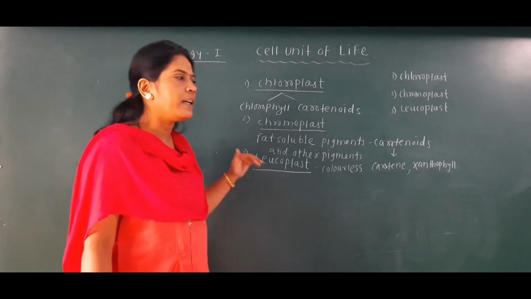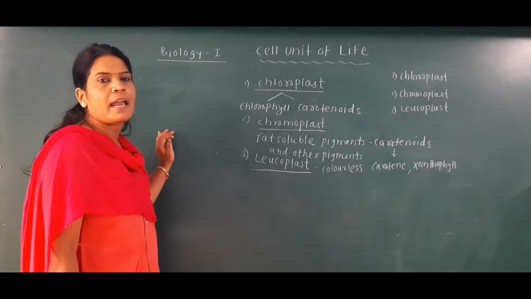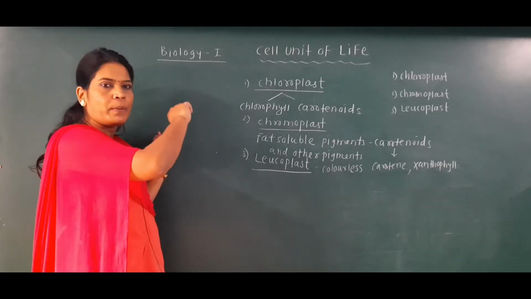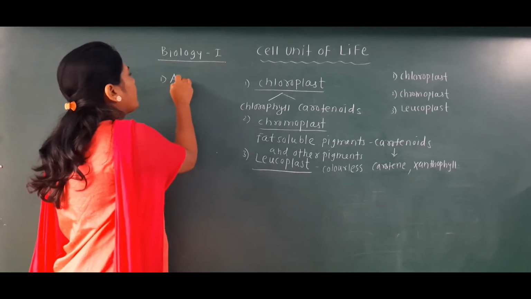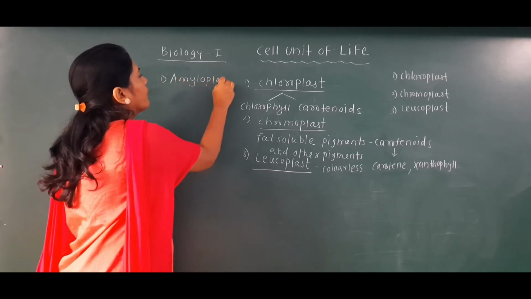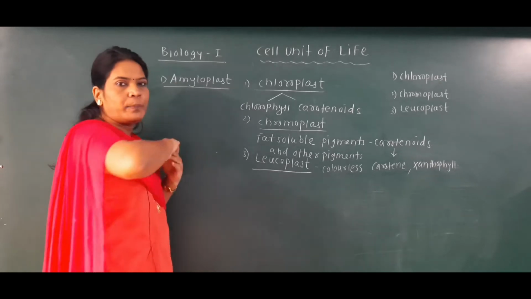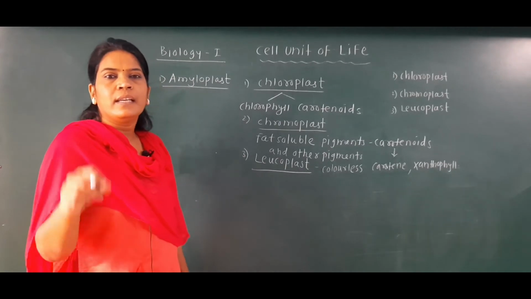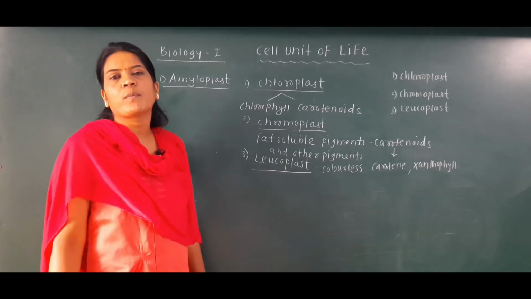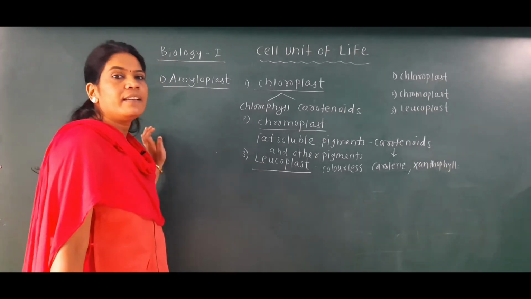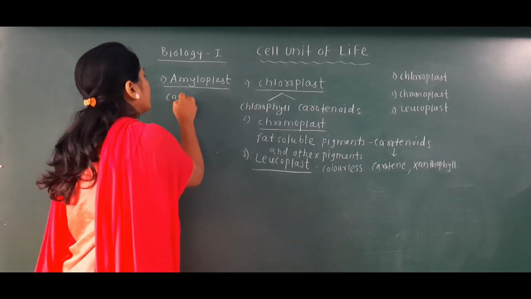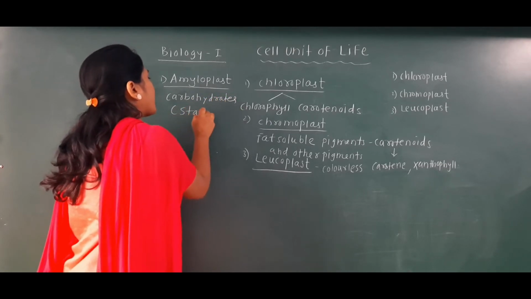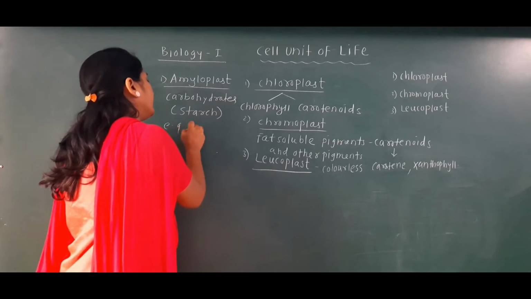So here I will write the types of leucoplast according to which material gets stored in it. The first type of leucoplast is called the amyloplast. This amyloplast stores carbohydrate in the form of starch. An example of it is the potato. So what does it store? It stores carbohydrate, in the form of starch. An example of it is the potato.